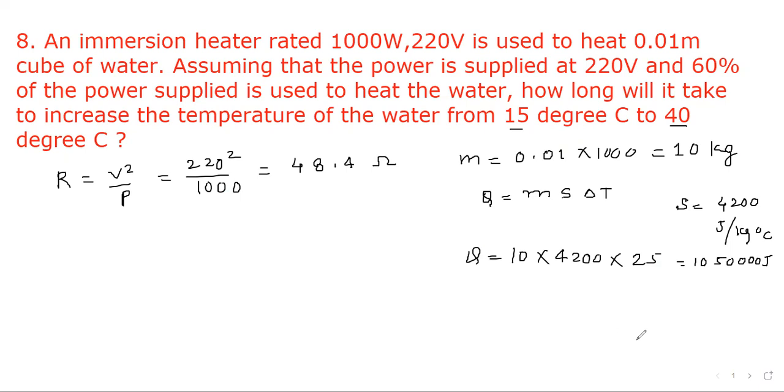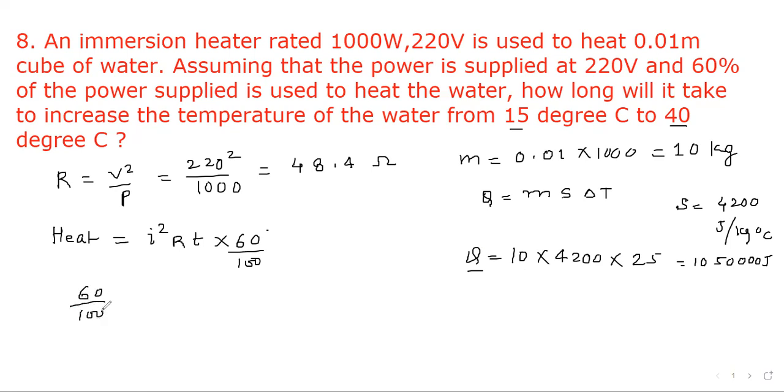Now, 60% of heat is equal to this much. So heat produced from Joule's law of heating, heat is given by I square R t, but 60% is used for heating the water. So 60 by 100. The two must be equal, this heat and this heat.